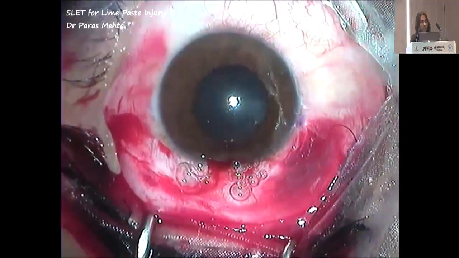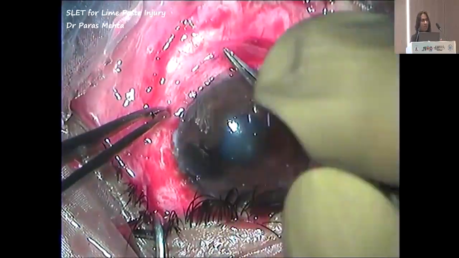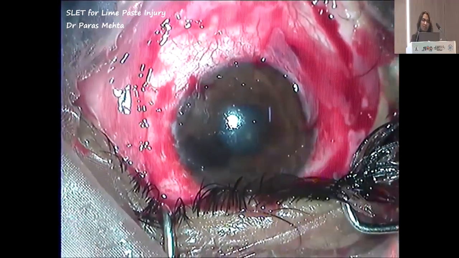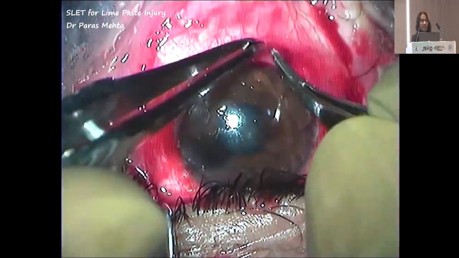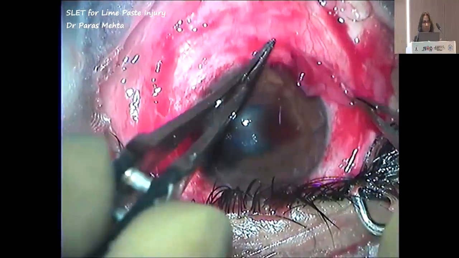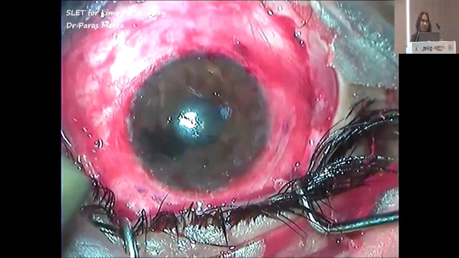About a 2 by 2 millimeter limbal piece is dissected, and it is cut into several pieces and applied onto the recipient bed. Here you can see that the conjunctival graft is covered. It works as a barrier, so it doesn't allow the symblepharon to occur later on in the recipient eye.